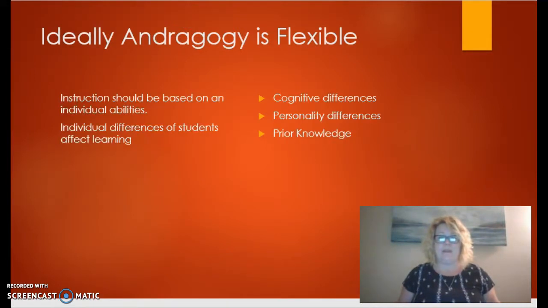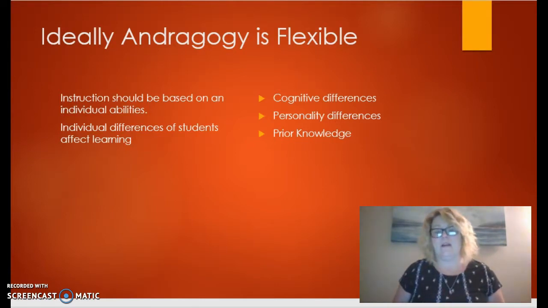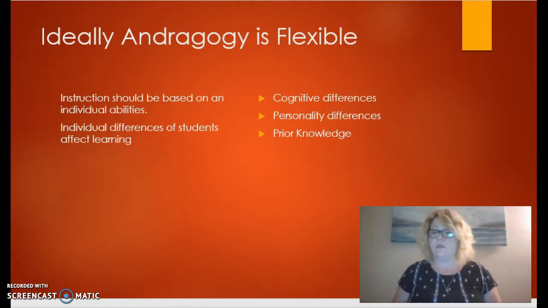All right. We talk about that andragogy is ideally one of the best ways of learning because it is flexible. We learned that by it being flexible, we have to take our classrooms and the instruction has to be given based on the individuals that are within your classroom. What are their abilities? And the individual differences of each student. How can each student actually learn? And it does affect their learning.